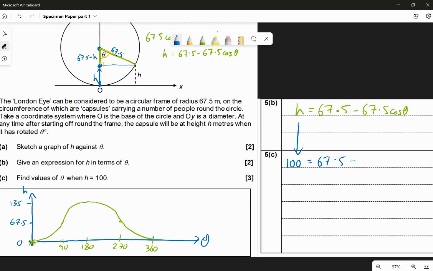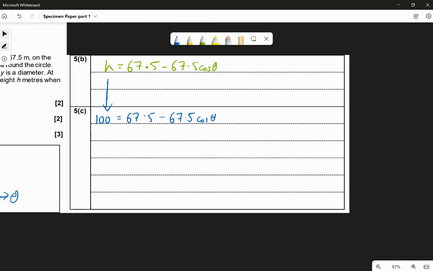So 100 is equal to 67.5 minus 67.5 cos theta. So all I need to do is solve this equation and find the multiple values of theta between 0 and 360 which work in this equation. So first thing I'm going to do is add 67.5 cos theta to both sides and subtract 100. And then divide by 67.5, and I will get cos theta is equal to negative 13/27.